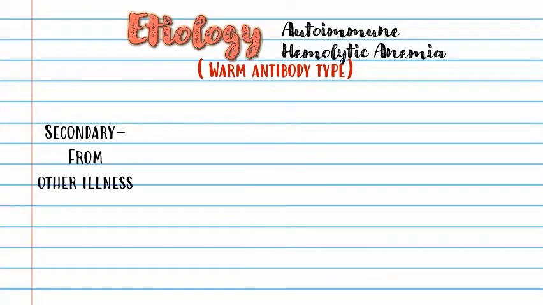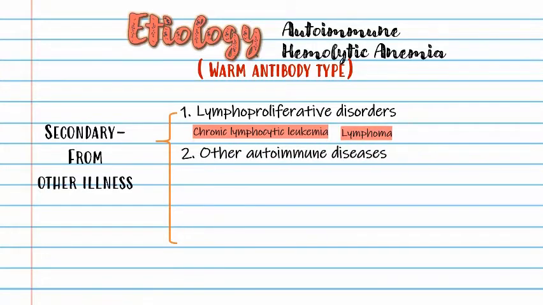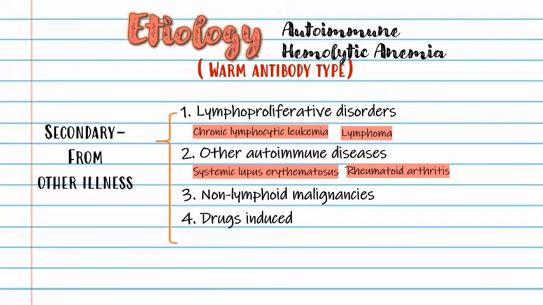For the secondary form, which is basically derived from other underlying illnesses, the first cause may be lymphoproliferative diseases. Lymphoproliferative disorders, LPDs, refer to a specific class of diagnoses comprising a group of several conditions in which lymphocytes are produced in excessive quantities. For example, chronic lymphocytic leukemia and lymphoma. Second is other autoimmune diseases such as systemic lupus erythematosus and rheumatoid arthritis. Third is non-lymphoid malignancies, and the last one is induction by drugs such as alpha-methyl-dopa and penicillin.